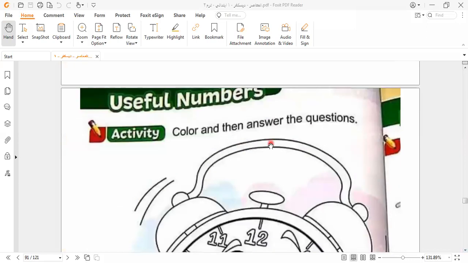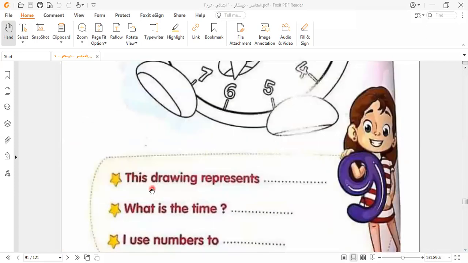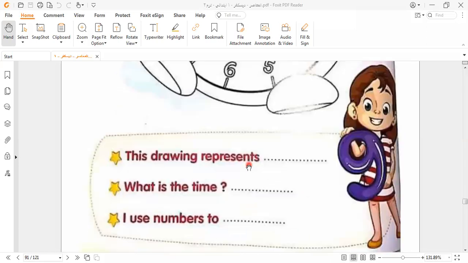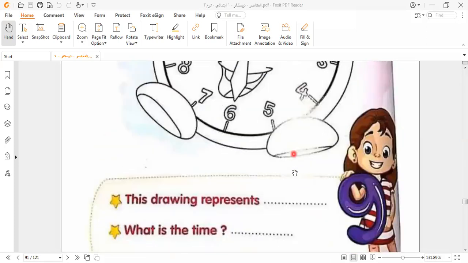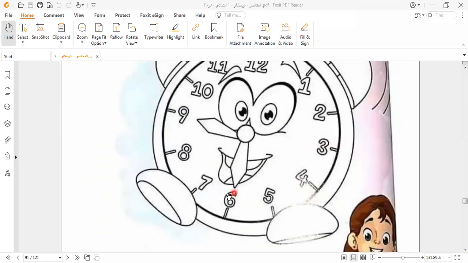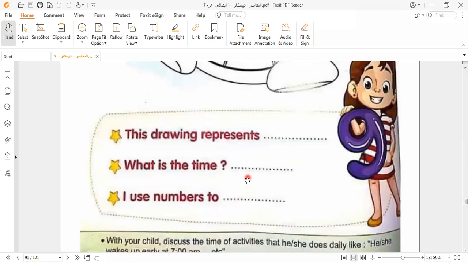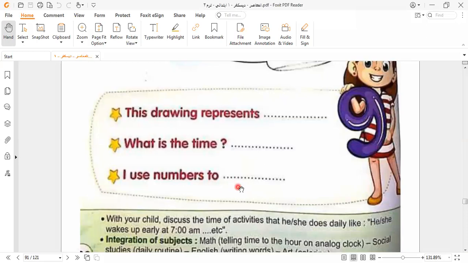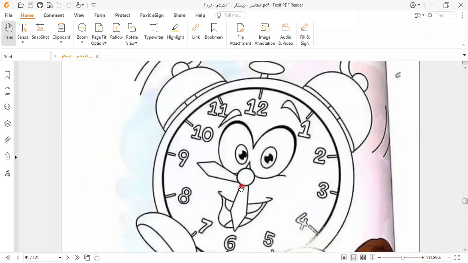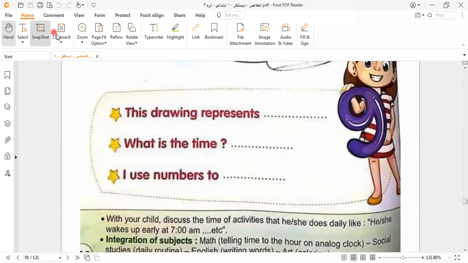Here I will leave this exercise for you to do. This is a clock, and you color this picture. The drawing represents a clock. Okay, what time is it? The long arm is on 6, and the short arm is on 9. So it will be half past 9, or we say 9:30 in numbers. We use numbers to know time.